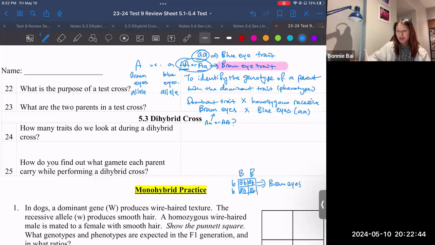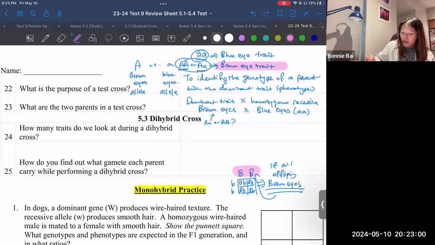Okay? So what does that mean? If all the offspring have brown eyes, that means going backward, the parent that's unknown is really big B, big B.